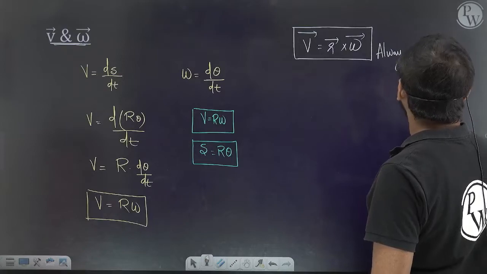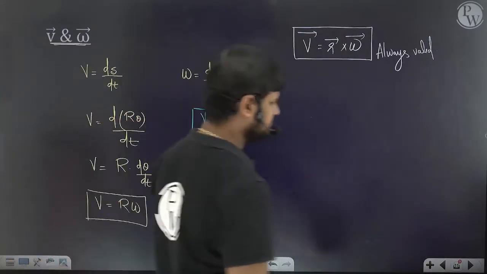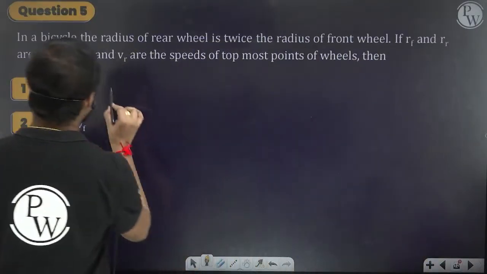Understood? So which we can write as r into omega into sin theta. Done? Chalo, so let's take one simple question. What does the question say?